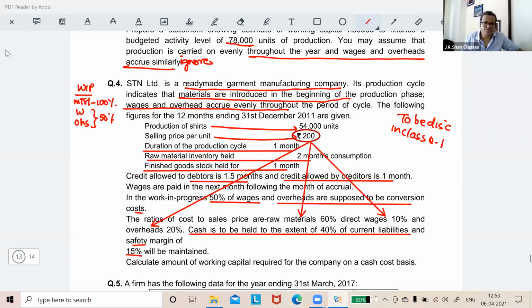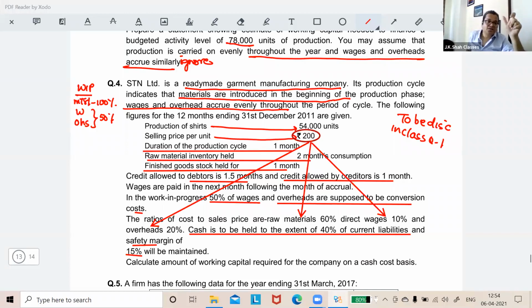Safety margin should be 15%. Fine. How is this to be calculated? Safety margin of 15% will be maintained. You remember there were 2 treatments we have done about safety margin. In question number 2, we were just told to take 20% safety margin. We had the total of current assets 9,10,000 and the total of current liabilities 3,10,000, so A minus B was 6 lakh. We took 20%, so plus 20% safety margin, 1,20,000. Our final answer for question number 2 was 7,20,000.